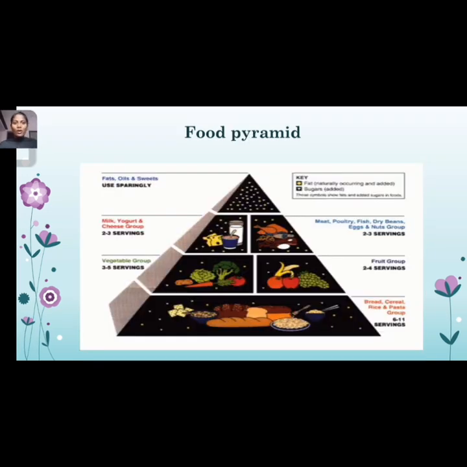Now let's see what a food pyramid is. The food pyramid is a guide for the general healthy population on the amount and types of food to be included in our diet, like cereals, pasta, bread. These groups come under the major servings, 6 to 11 servings. After that, the vegetable and fruit groups are included in our food pyramid diet. Then 2 to 3 servings of milk, yogurt, cheese, meat, poultry, fish are included in our diet. And the last, to be used sparingly, are fats, oils, and sweets. So these are the foods classified as a pyramid.